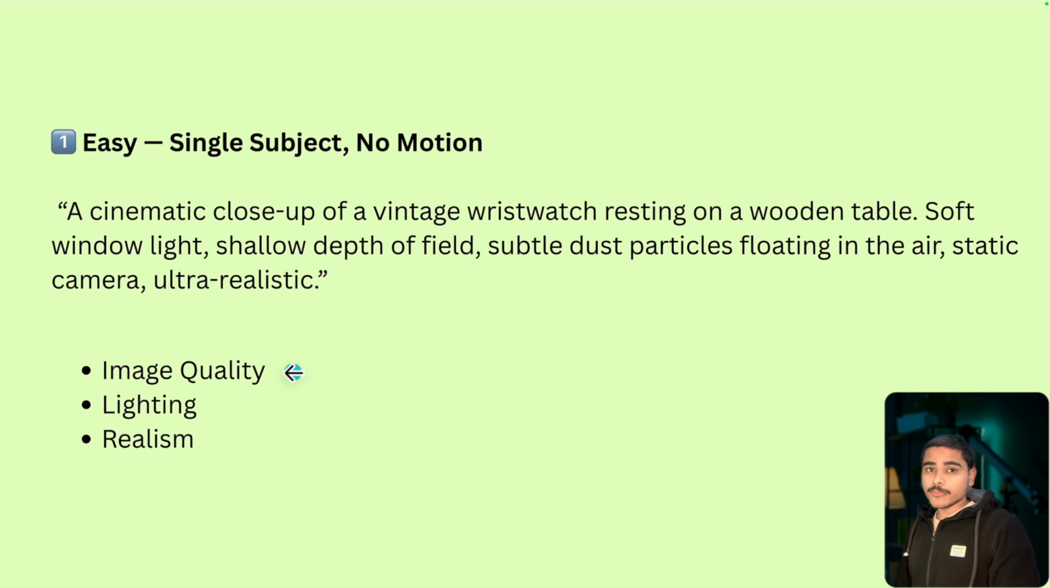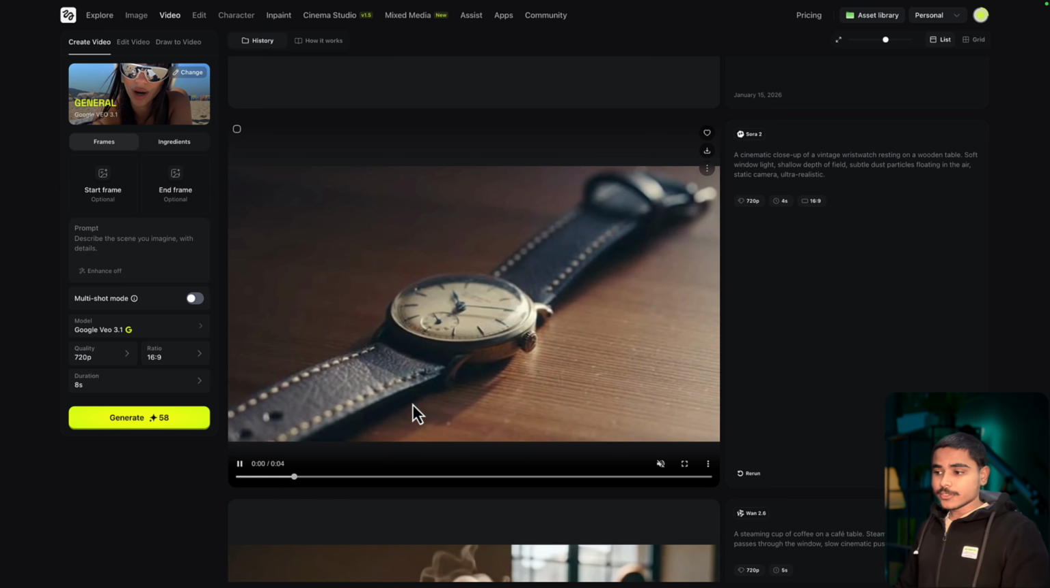So this is our first prompt where we are going to test image quality, lighting and realism. We want a vintage wristwatch resting on a wooden table, soft window light, shallow depth of field, subtle dust particles floating in the air, static camera, ultra realistic. And here's the video by Sora 2.